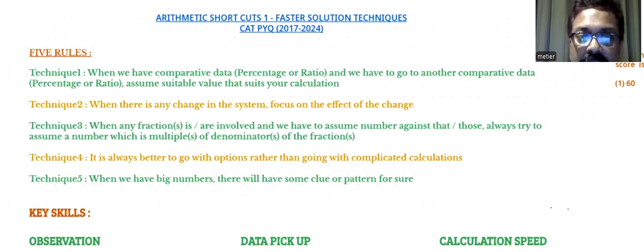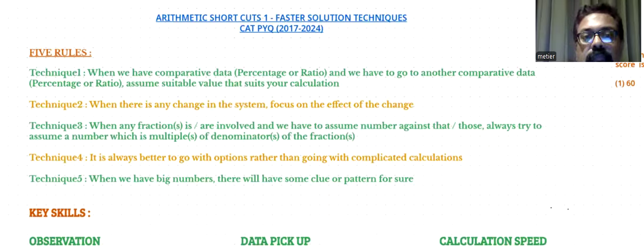Technique 3. When any fractions are involved in any problem, in any topic, not only in arithmetic, my suggestion is always to go with the LCM of the denominators of the fractions. That will help you avoid fractional calculations. For example, if the fraction is 7/8, it is better to go with 8 as the total number. You can avoid the fractional calculations later on.